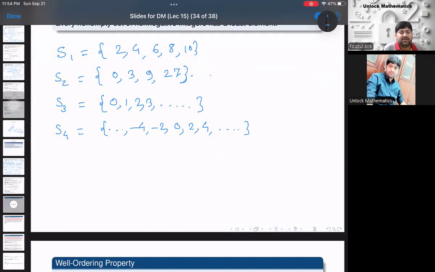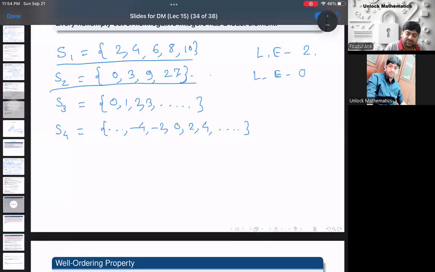Can you tell me what is the least element for the set S1? Yes, the least element for the set S1 is 2. What about S2? The least element for the set S2 is 0. Least element for the set S3 is what? Although it is an infinite set, the least element for the set S3 is 0 again in this case.